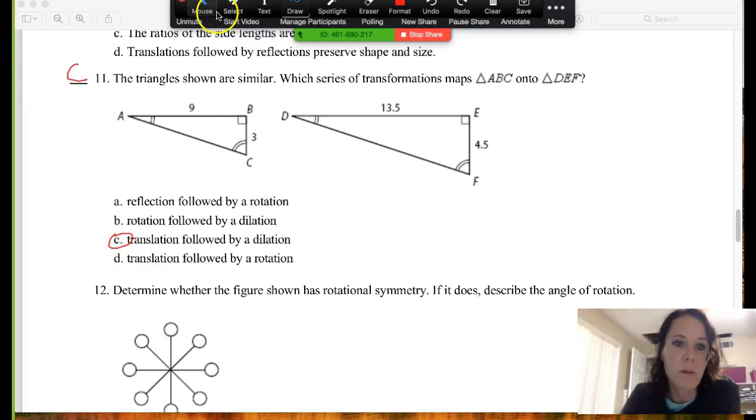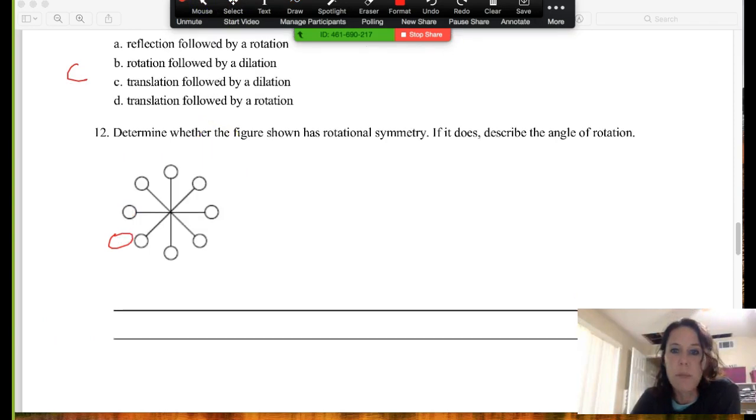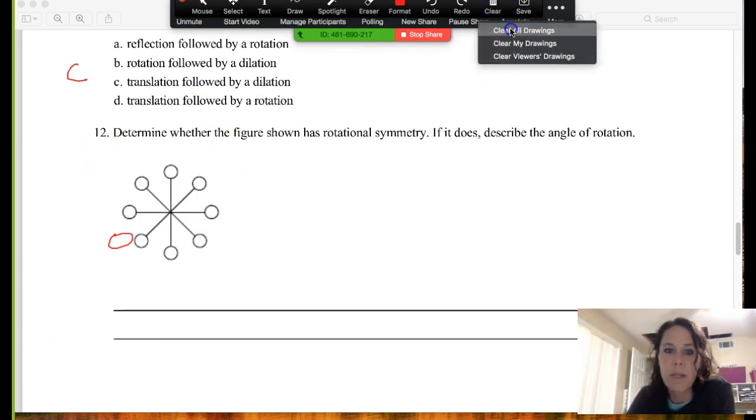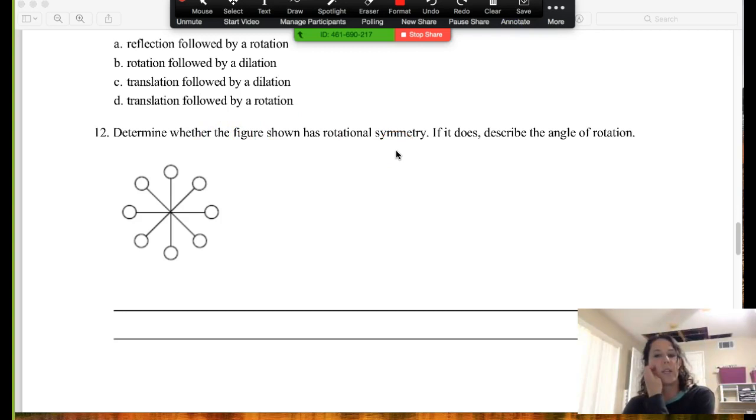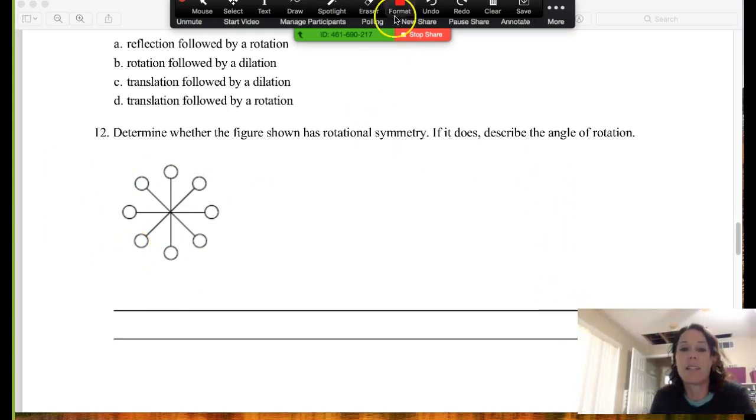All right, let's go on to number 12. Number 12 asks, determine whether the figure shown has rotational symmetry. If it does, describe the angle of rotation. So looking at this, I can see if I rotate this to here, or this to here, it's not going to change this picture. It's going to look identical. So yes, it does have rotational symmetry. So I'm going to say yes. The picture doesn't change, all right?